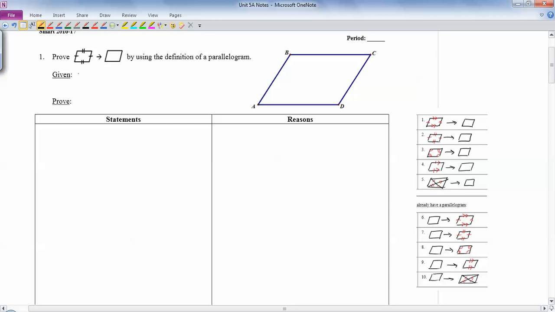So really you can kind of think of it like this. Prove that if you're given AB is congruent to CD and BC is congruent to AD, prove that you get a parallelogram. So the big shape is a parallelogram. And use reason number 1.